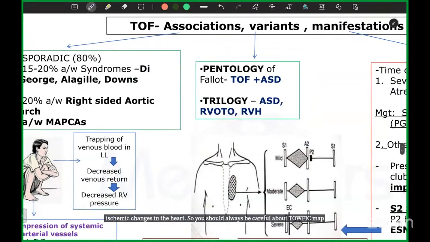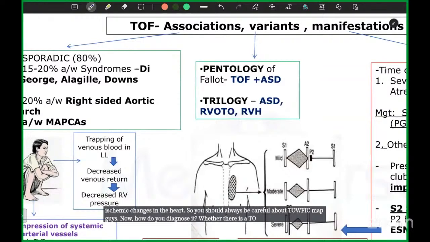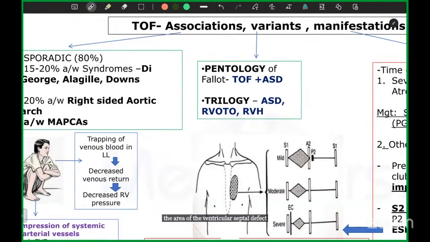How to diagnose whether there is a TOF with MAPCA? It's simple. You just go with an echo with a Doppler. You can clearly find out if there is any abnormal artery which is overriding the area of the ventricular septal defect and the aorta. So you can clearly look at that.